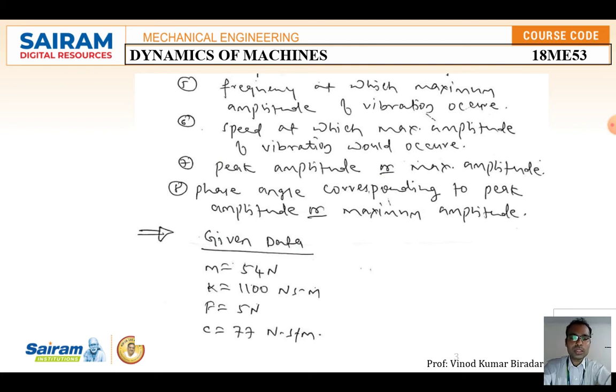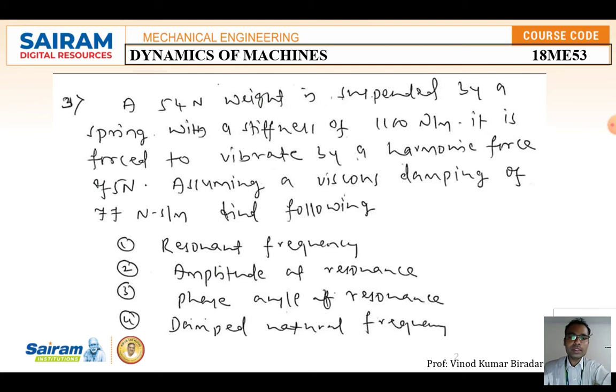almost 4 to 5 problems are covered in this one problem. If you remember all these formulas. Here I will read out the question again. A 54 Newton weight is suspended by a spring with a stiffness of 1100 Newton per meter. That is a spring mass damper. It is forced to vibrate with a harmonic force of 5 Newton, that is, an external force is applied, called a harmonic force, as I already told you.